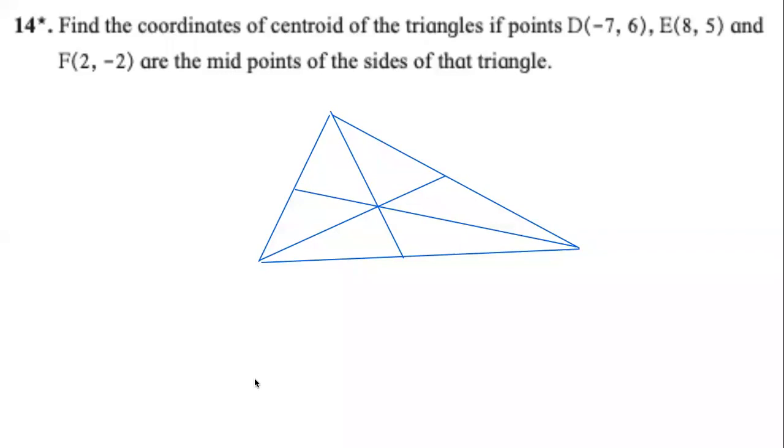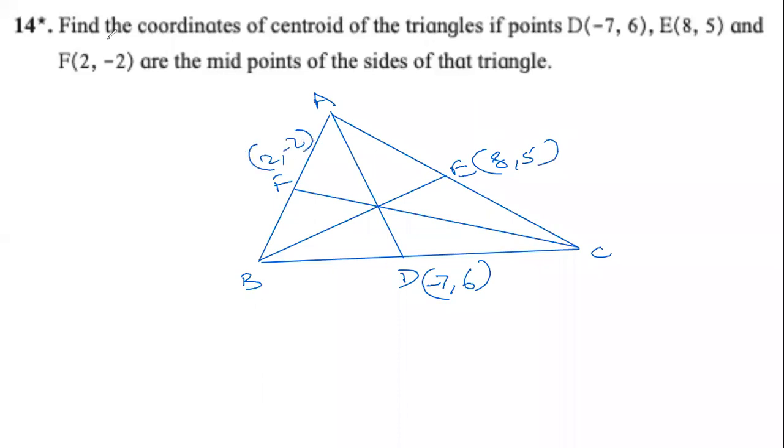So what is given in the question is, suppose the triangle is A, B, and C, and the midpoints are D, E, and F. In the question, what we have are the coordinates of the midpoints. So this is -7, 6. This is 8, 5. And this is 2, -2. What do we need to find? This G, X, Y. This we have to find.